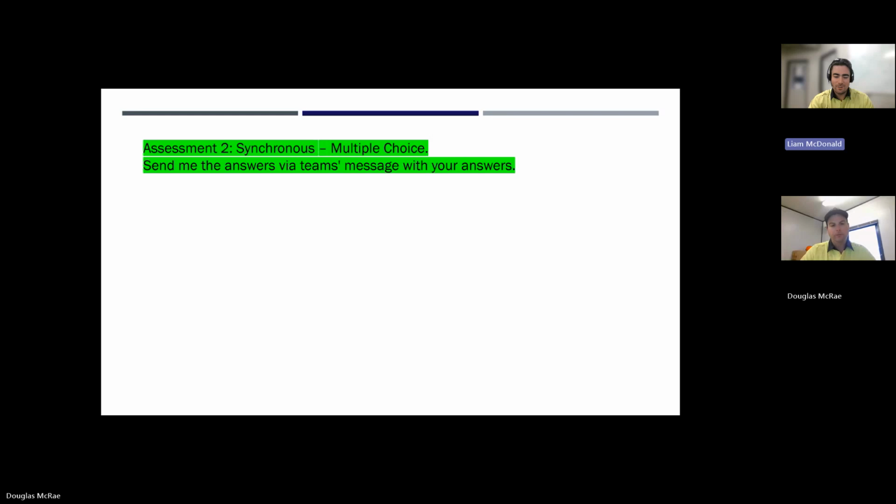Question 3: who is responsible for reporting workstation hazards? I've gone with B, every employee. Why do you think that would be? Everyone has their own obligation to protect themselves and other people in the workplace. That's a good answer. If you see a hazard, you need to not only protect yourself but also other people, and everyone has a right to do that. Excellent.